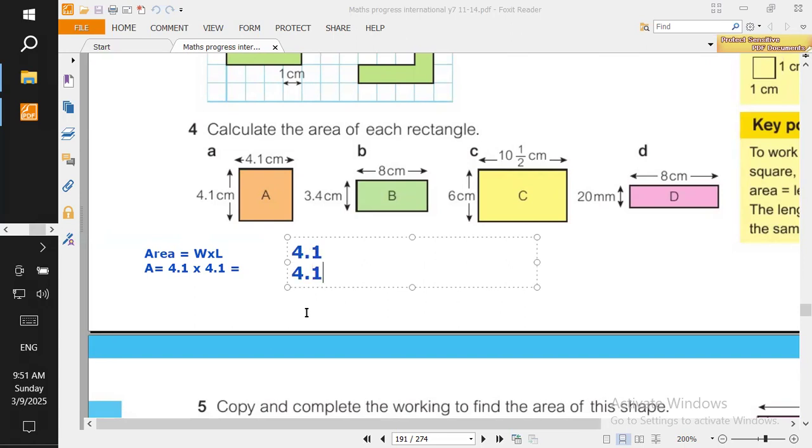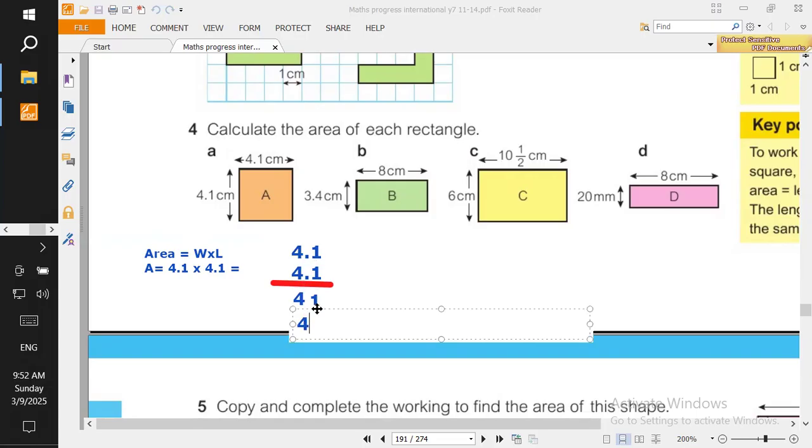So here, I want to multiply these by each other. I'm going to do one for you, and the rest you already know the ideas of multiplying. So 1 times 1 is going to be 1, and then 1 times 4 is going to be 4. And then 4 times 1 is going to be 4, and then 4 times 4 is going to be 16.